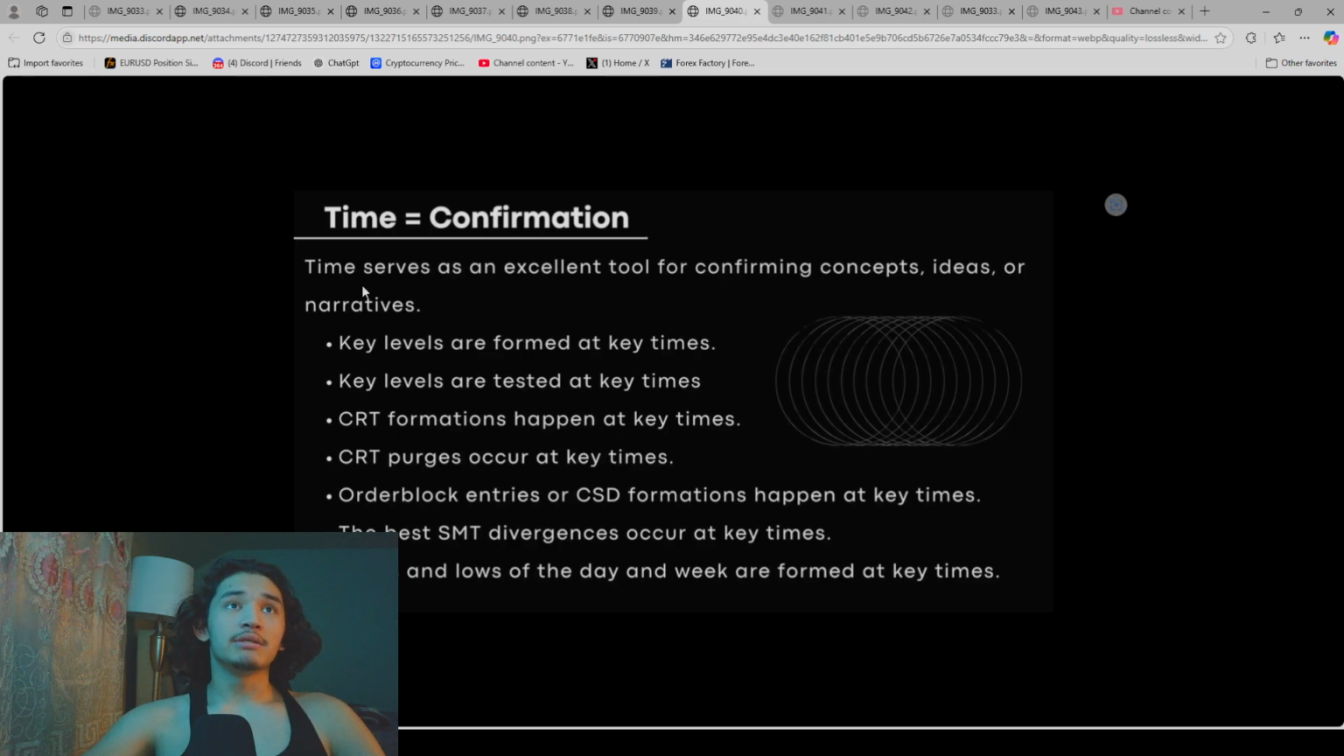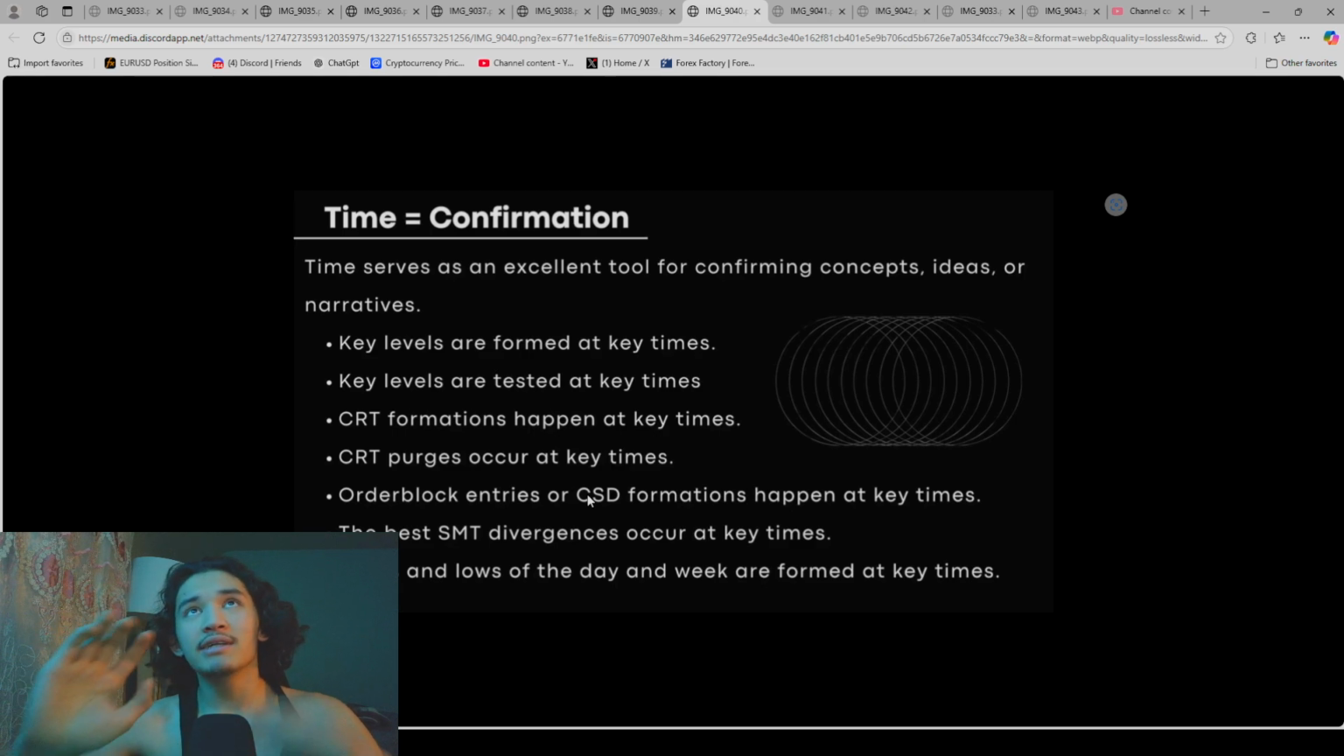Time equals confirmation. Time serves as an excellent tool for confirming concepts, ideas, or narratives. Key levels are formed at key times. Key levels are tested at key times. CRT formation happens at a key time. That's what I said, CRT is a little bit with the time, right? CRT purges occur at the key times. Very important again: order block entries of CISD formed at key times, because would you want to take a CISD that's not at a specific time and lose?